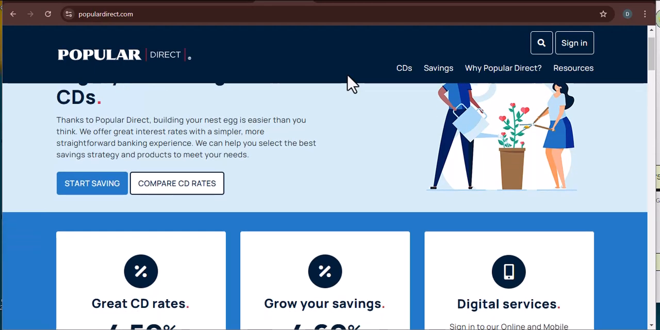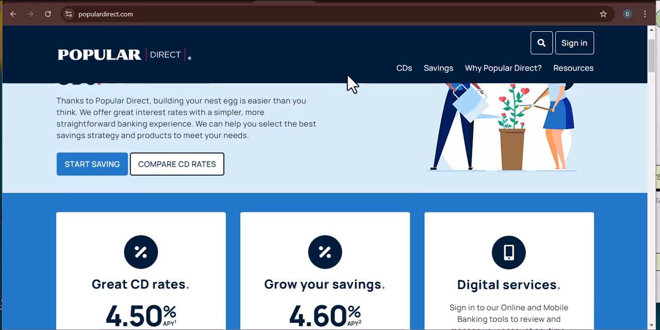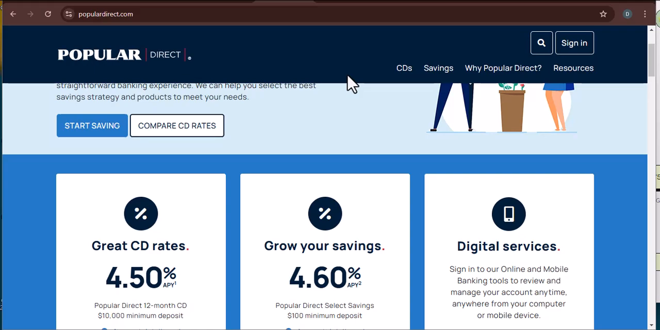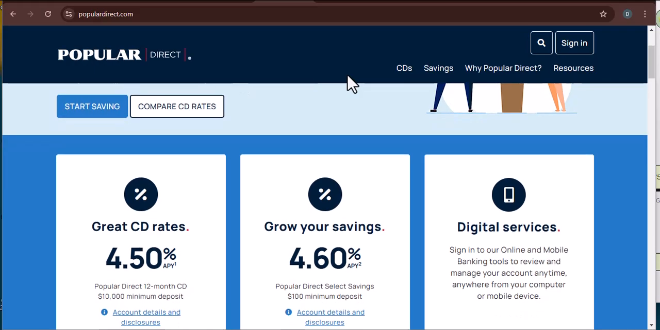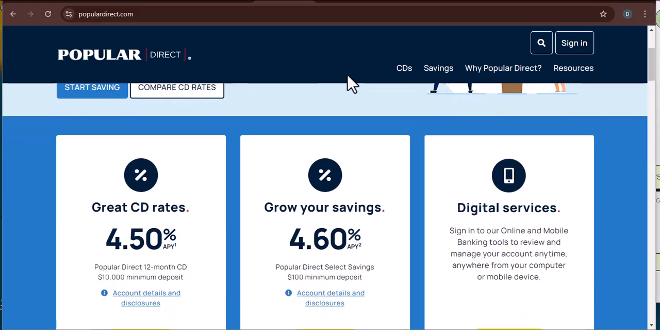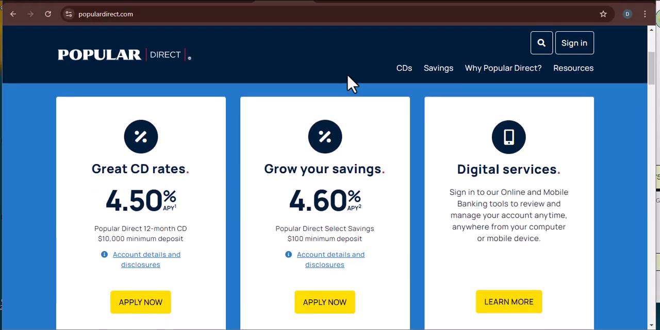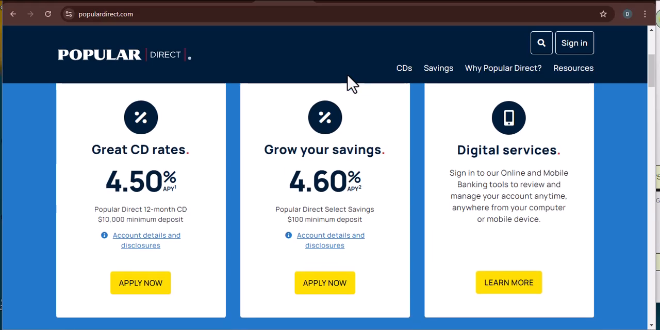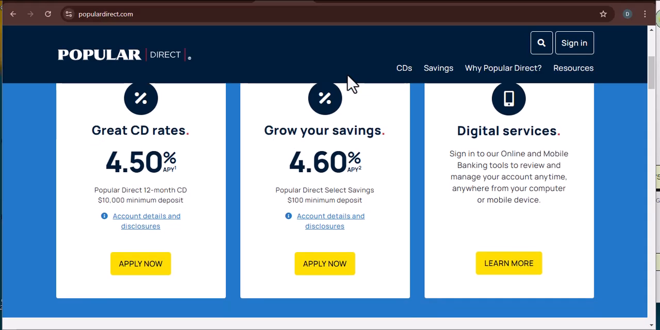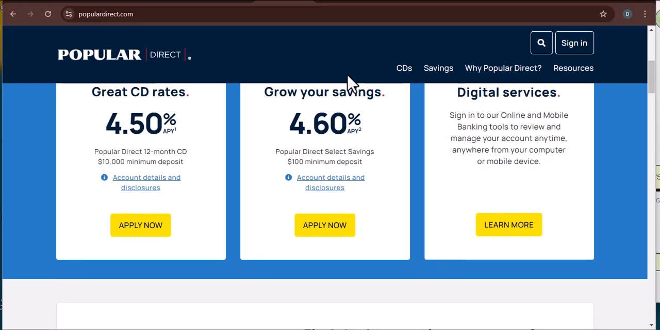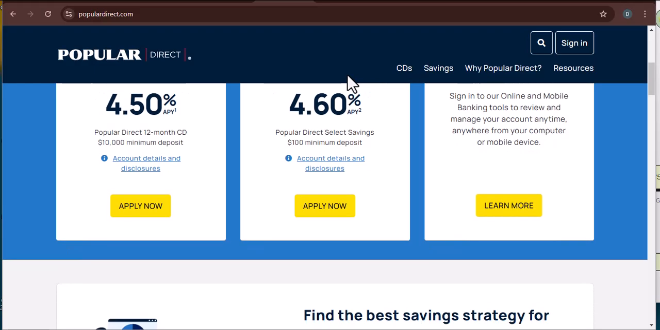Today, I'm going to be talking about a topic that a lot of you have been asking about, the minimum deposit for Popular Direct. But before we get into that, let's take a quick step back and talk about why you might be interested in Popular Direct in the first place. Popular Direct is a high-yield savings and CD bank that offers some of the best interest rates on the market. This means that if you're looking to grow your money, Popular Direct is a great option.